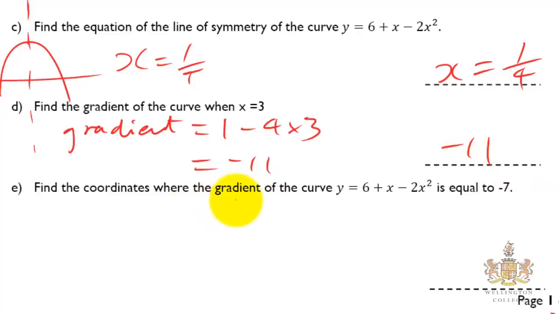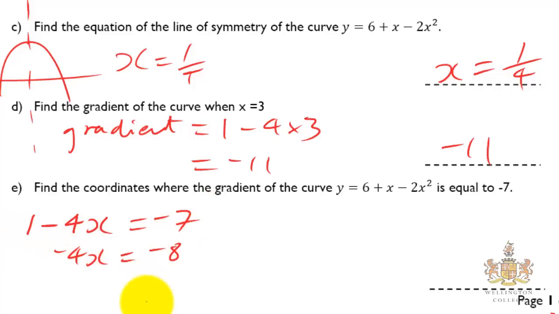Find the coordinates where the gradient of the curve, y equals 6 plus x minus 2x squared, is equal to minus 7. We know the gradient equals 1 minus 4x, and we want to know where that equals minus 7. So we get minus 4x equals minus 8, taking away 1 from both sides. Divide both sides by minus 4. Minus 4 goes into minus 8 2 times. Minus divided by minus gives us a plus.